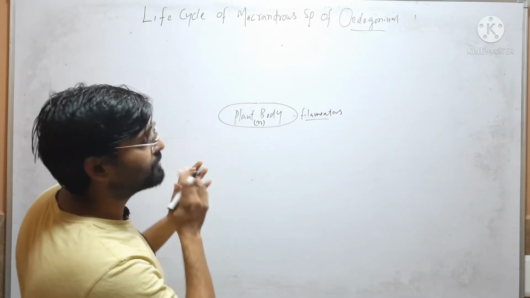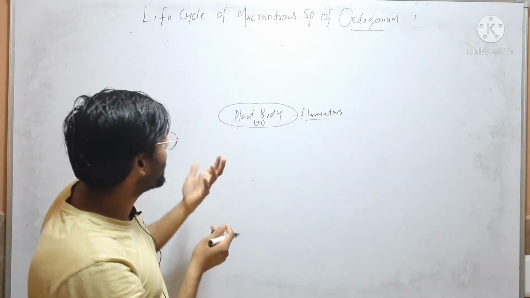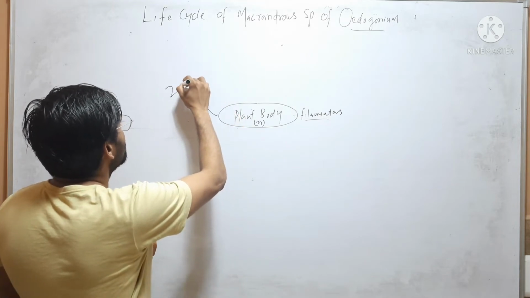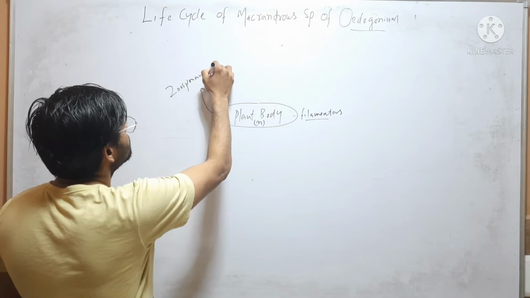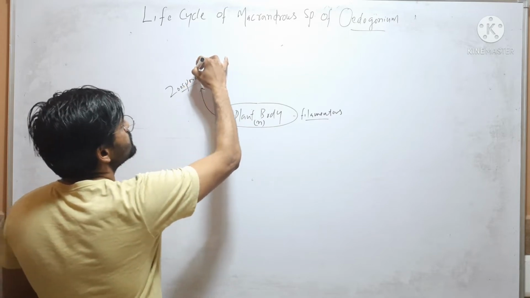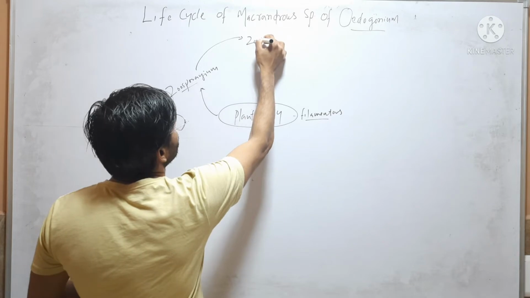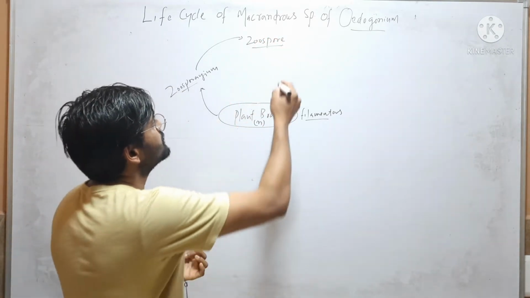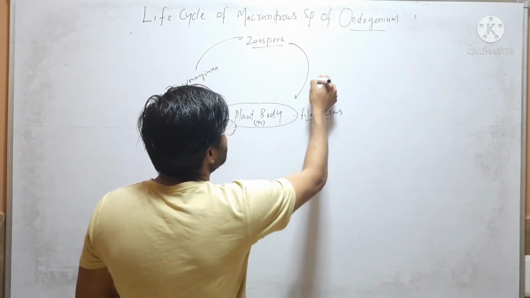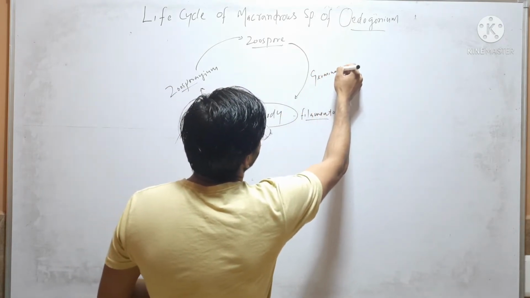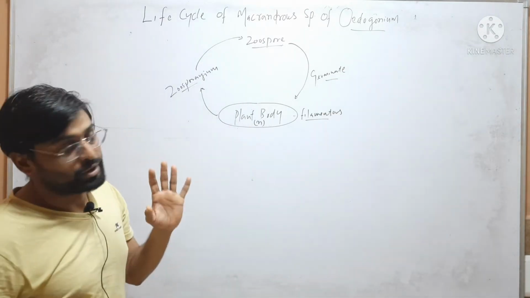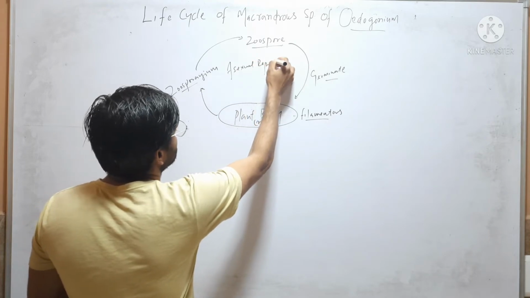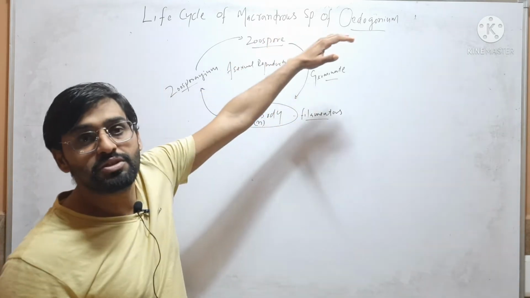In this plant body, any cap cell will behave as a zoosporangium, and this zoosporangium will form multiflagellated zoospores. These zoospores will germinate and will form a plant body. So this is asexual reproduction in Macrandrous species of Oedogonium.